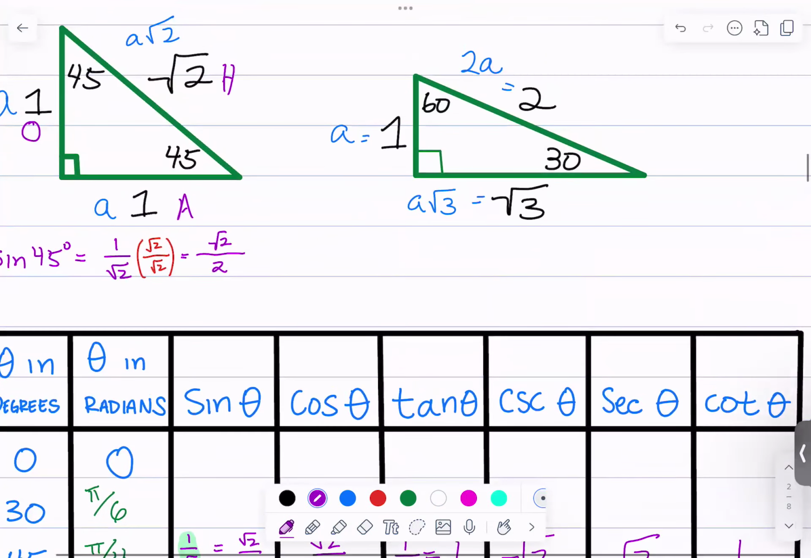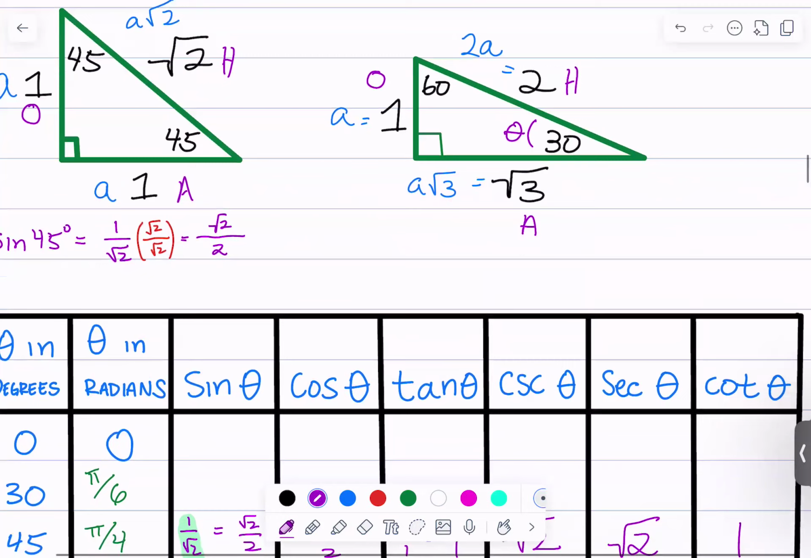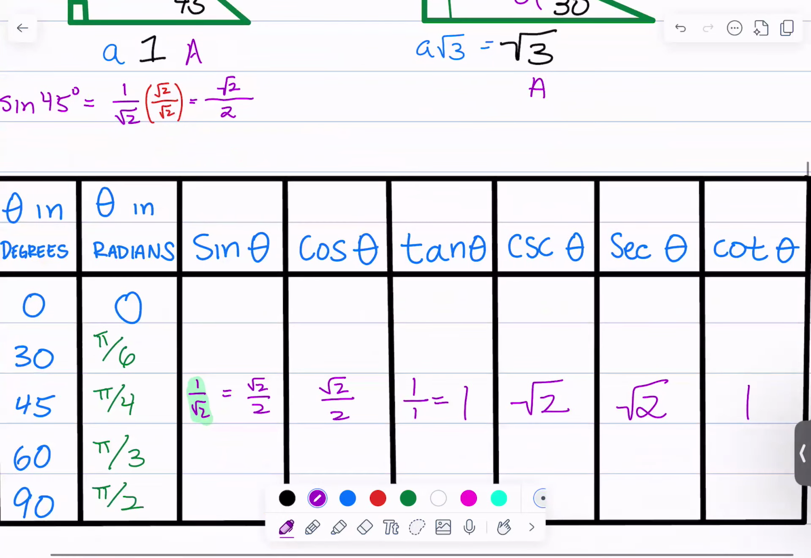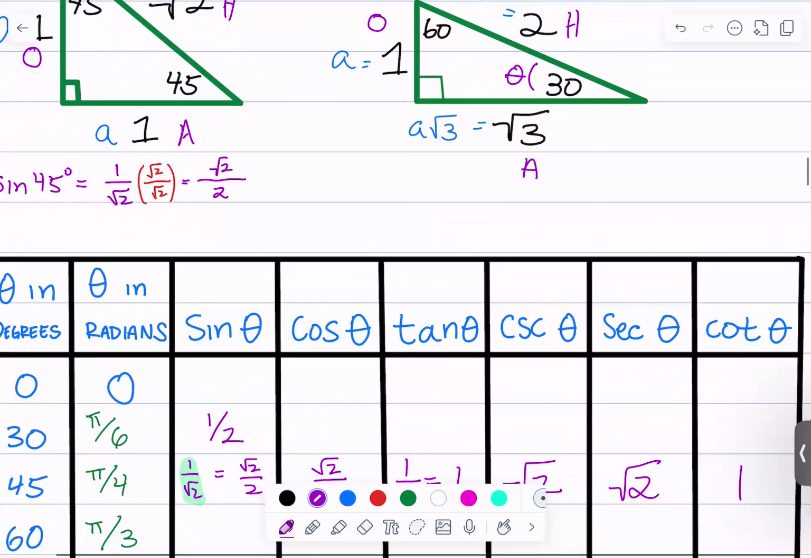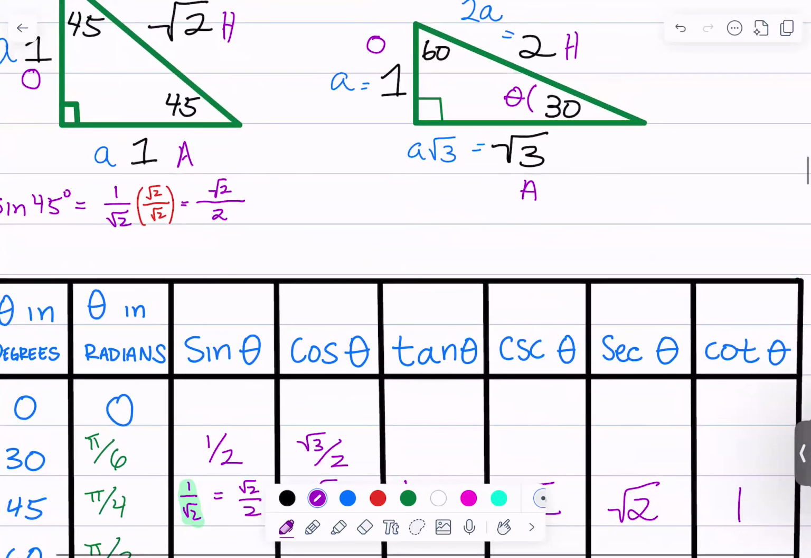Sine, cosine, and tangent of 30. So if this is my theta here, the 30 degrees, then this is my opposite side, this is my adjacent side, and this is my hypotenuse. Sine is opposite over hypotenuse, which is 1 over 2. Cosine is adjacent over hypotenuse, which is square root of 3 over 2. Tangent, let me write it here because I have to rationalize the denominator, equals 1 over square root of 3, which is square root of 3 over 3.